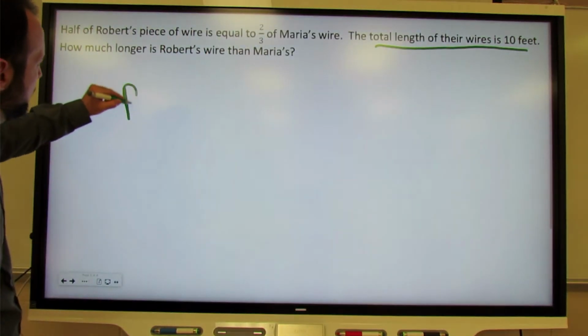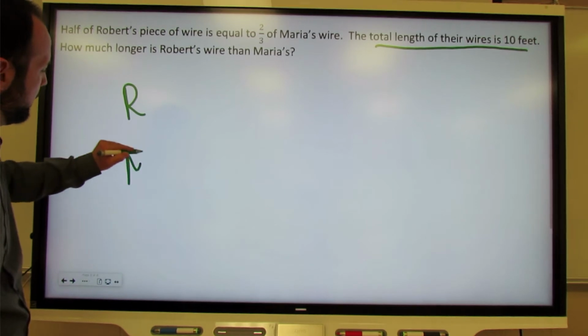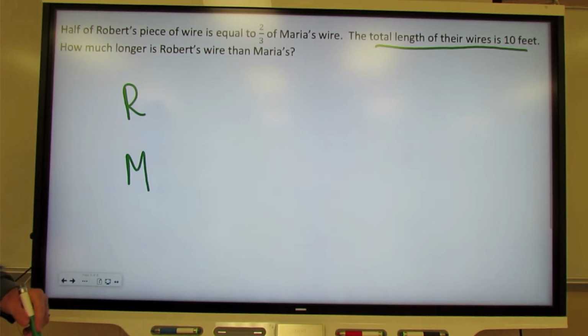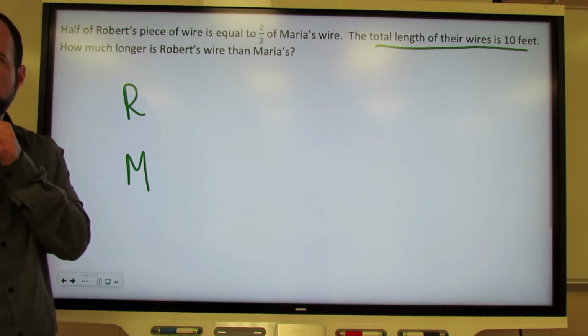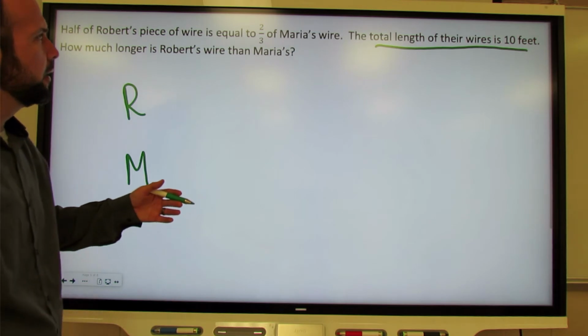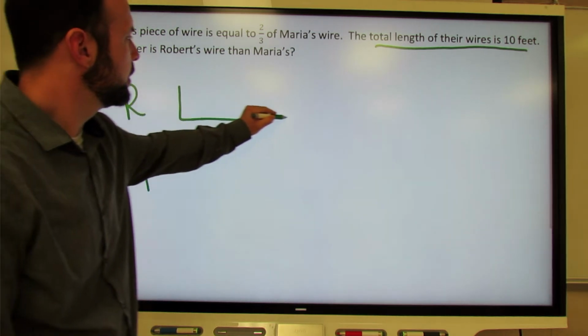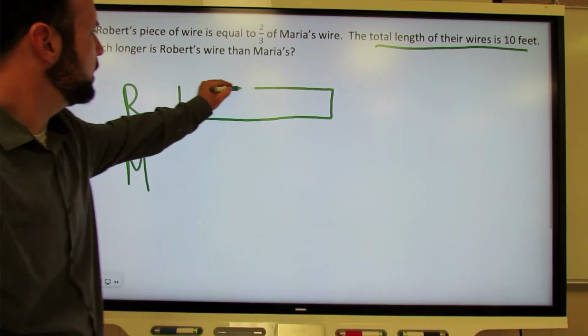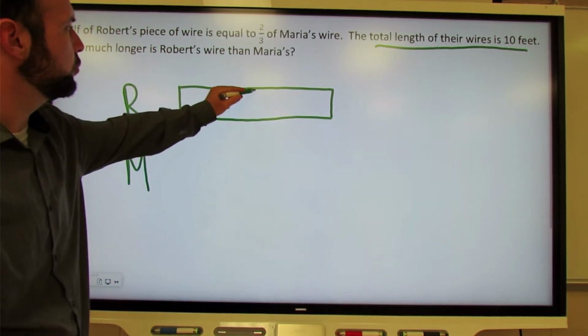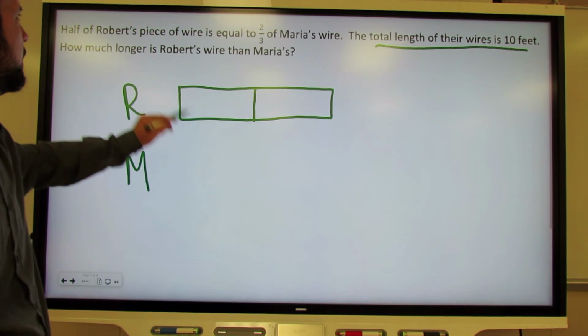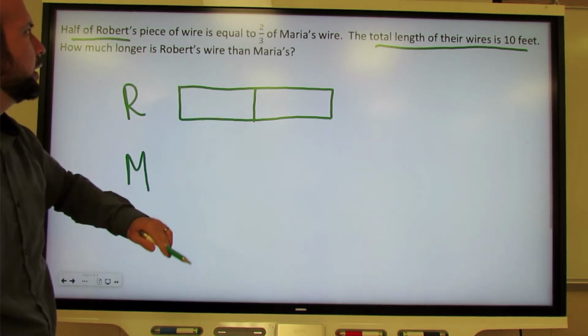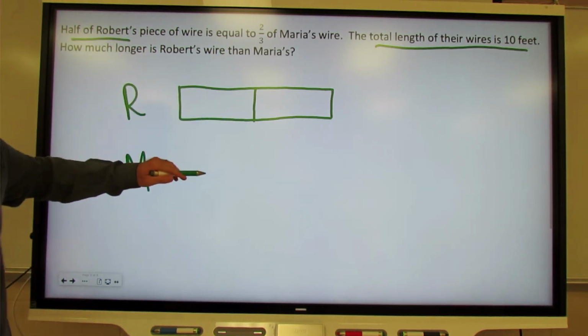All right, I'm going to put R here for Robert. I'm going to put an M for Maria. Half of Robert's piece of wire is equal to 2/3 of Maria's. So if I think about it this way, here's Robert's. And I know I'm going to need half of Robert's shown. So there's half. Half of Robert's is equal to 2/3 of Maria's.